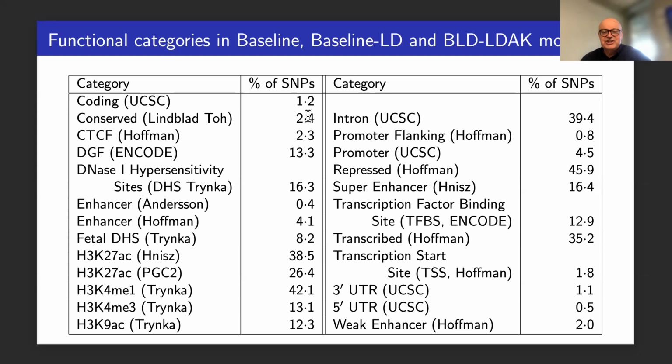So an interesting question is, which of all these annotations, you can see all the other annotations here, transcription start sites and 3' UTR and all that sort of thing, which of these is going to be most important in terms of predictors of heritability? Any guesses?